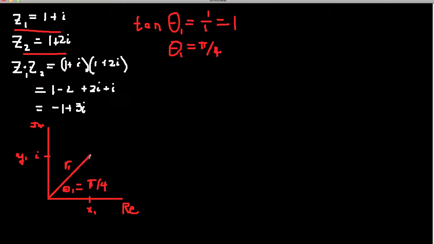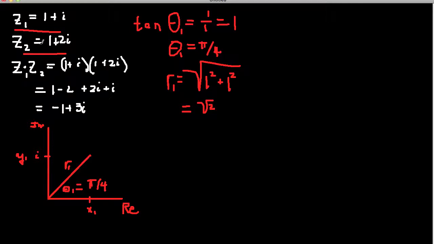Now the length of this line we can compute from the Pythagorean theorem. Again, this distance is 1, this distance is 1. So R1 is equal to the square root of 1 squared plus 1 squared, or just equal to the square root of 2.